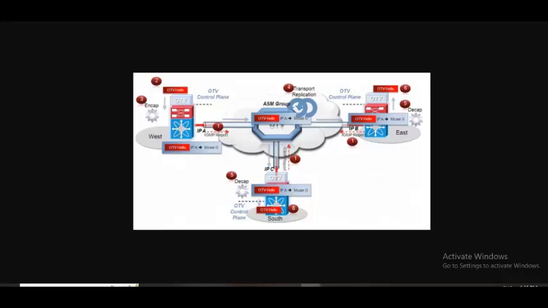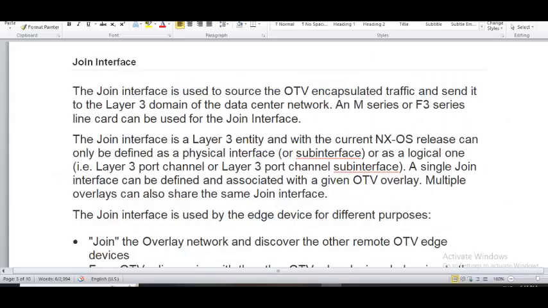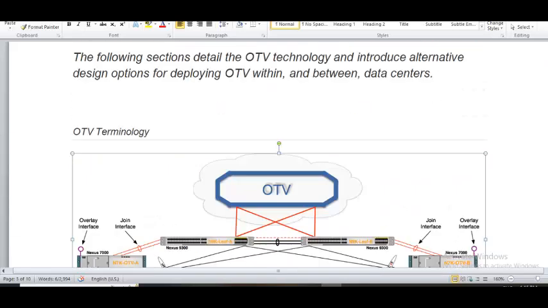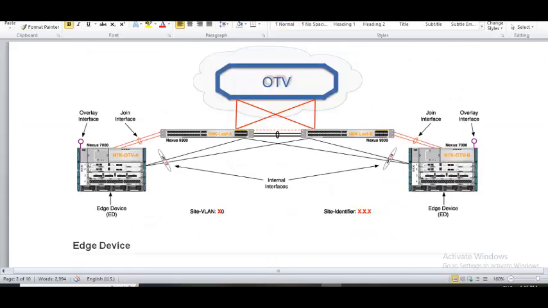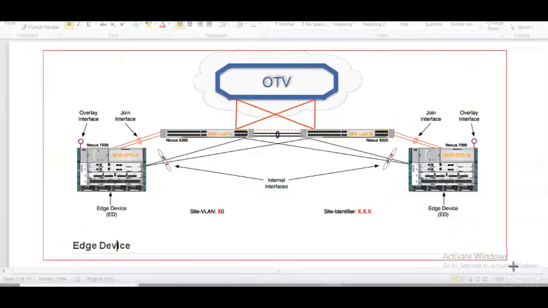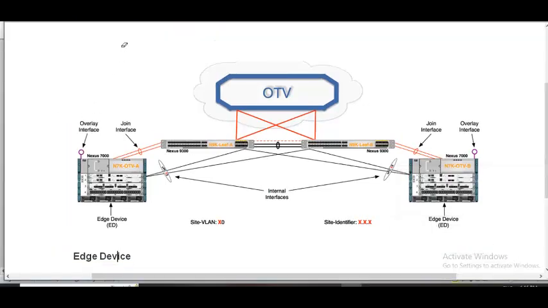The join interface is used by the edge device for different purposes. One, to join the overlay. Not only that, to discover the remote OTV edge. Next, to form OTV adjacency with the remote OTV edge device and to form the VPN, you need this join interface.